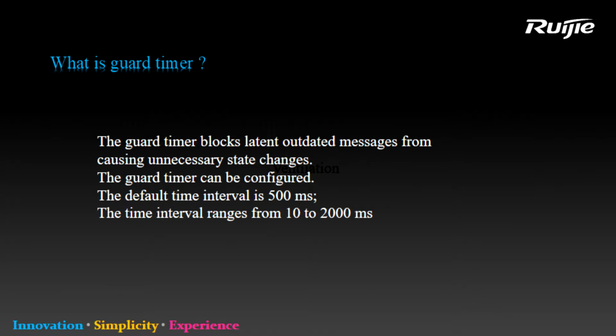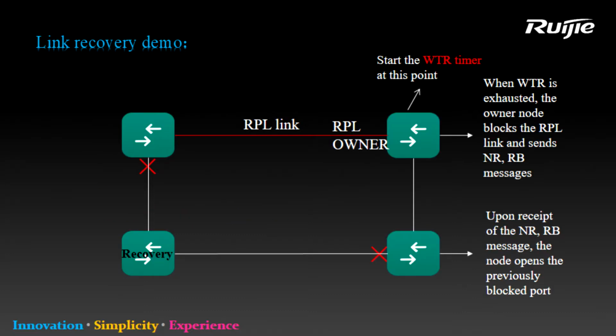For example, as we know, when the device failure happens, the RPL owner will open its RPL port, and after that, the RPL owner will send NR RB packet again. So the guard timer is used for reducing this outdated message, and its default time is 500 milliseconds. The range is from 10 to 2000 milliseconds.